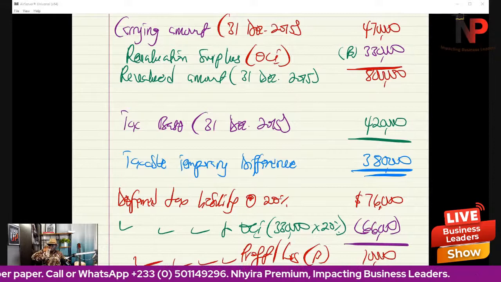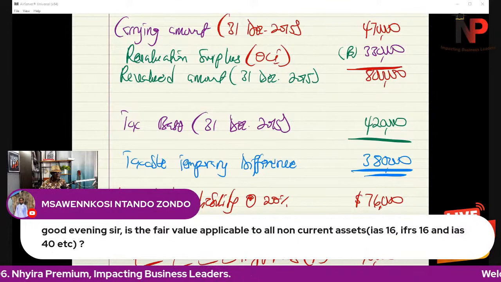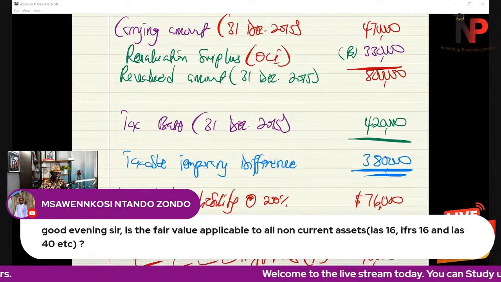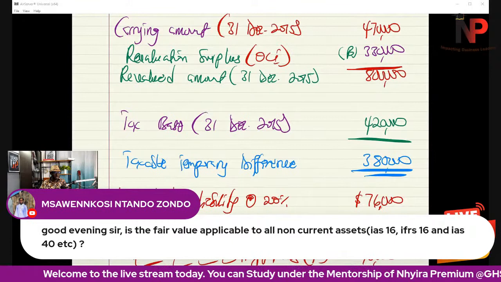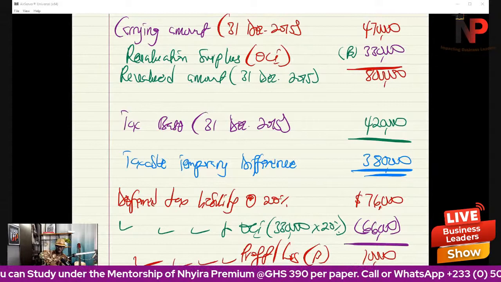Then I'm seeing another comment coming up. Good evening, sir. Is the fair value applicable to all non-current assets, IAS 16, IFRS 16, and IAS 40? When you say fair value applicable, what exactly do you mean? Give me some context in your question and then I can provide you with some answers.